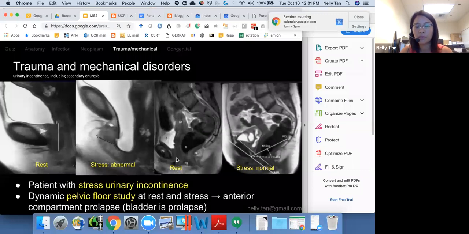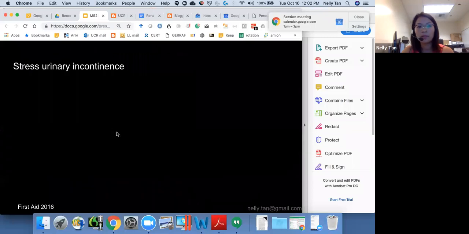Here is another example, a dynamic pelvic MRI. So here's rest, and then when they Valsalva, we can assess the compartments, anterior, middle, and posterior, and then assess the severity of their prolapse. Here we see an anterior compartment prolapse, and the urethra flips posteriorly, and so that's hypermobile. It shouldn't move that much, and it's moving because the muscles are weak.